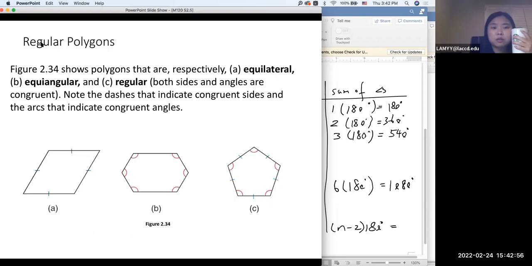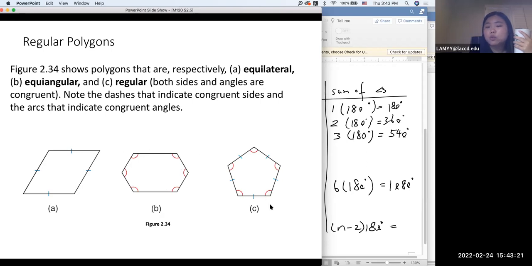Regular polygons, okay? Regular polygons means both sides and angles are congruent. So A here, the figure A, this is equilateral. Equilateral means all sides are congruent. The sides are equal to each other. B here, this is equiangular, means all the angles are congruent.